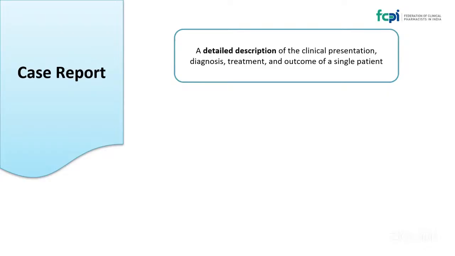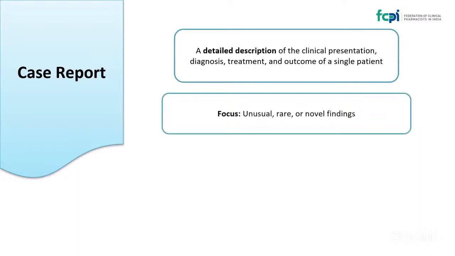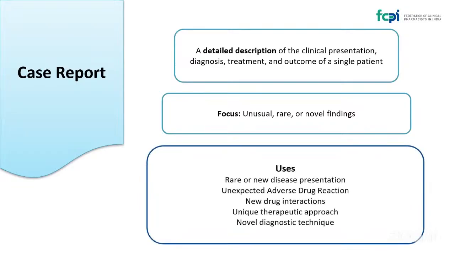For example, say we are taking the data of a patient with diabetes and hypertension. So the data of a case report will involve only one patient. It will focus on any unusual, rare, or novel findings that need to be highlighted, which will add value to our existing literature. Case reports are used to find rare or new disease presentations. If any unexpected ADR, which is not previously established from the trial, is found in post-marketing surveillance, then the case report can be used to present the unexpected ADR.